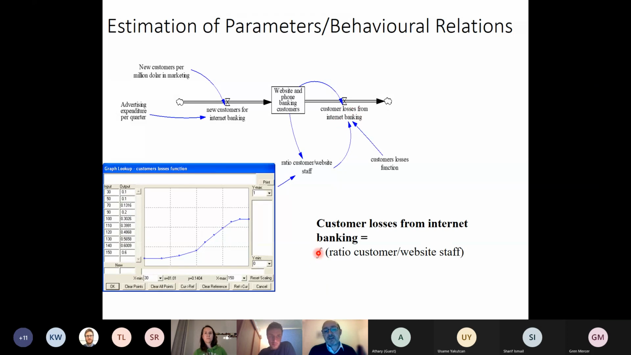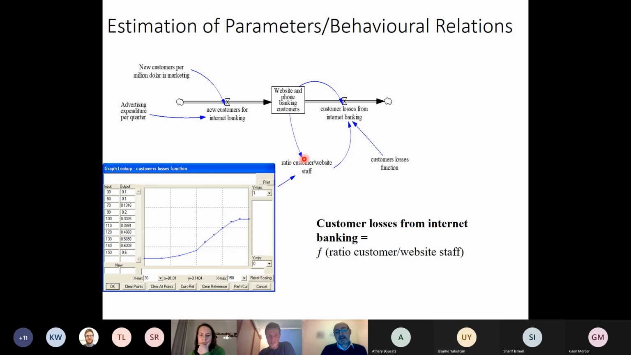If you have 30 customers, like customer losses from internet, this result is a nonlinear relationship. That's why we have the function here of this ratio. That's why in Vensim we have to do this customer losses function, this behavioral relation, as an additional variable that is called a table. So if you click on this variable in your model, you will see it appear as a lookup variable, but there is a small icon there that if you click as graph, you will see this table there.